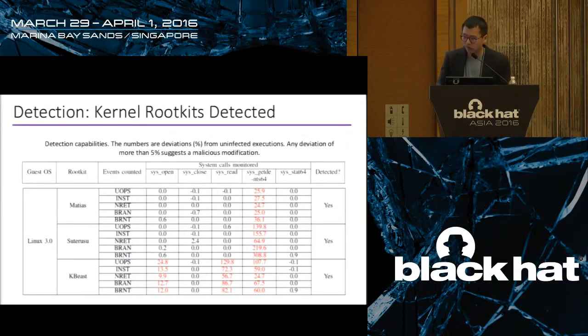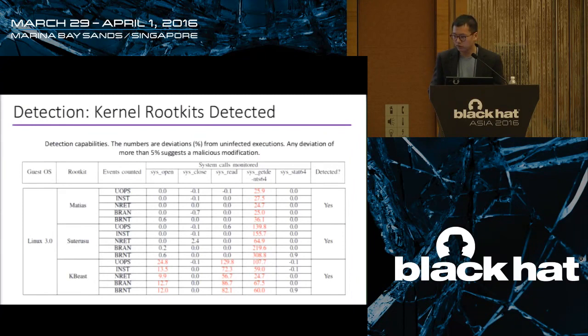So as I said in the previous slide, if the deviation reaches more than 5%, regardless of which event and syscall pair, we claim that a kernel modification is detected. So basically, if you see the red numbers on the screen, all the rootkits have at least one, and most of them have more than one, maybe 5, syscall-to-event counter values that exceed the threshold that we set.